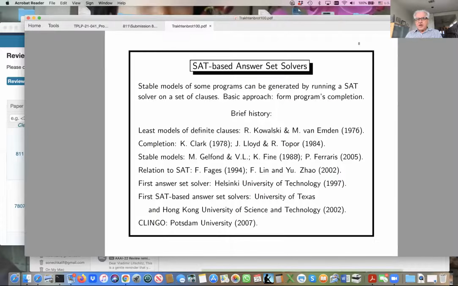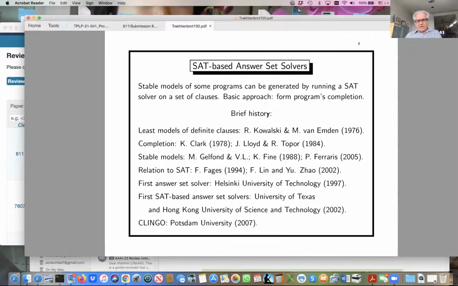And in this case, we can calculate stable models by forming the set of clauses and then running a SAT solver on it. The most basic, the simplest form of this SAT-based approach is to form what's called program's completion. There are cases when program's completion is a set of clauses with this nice property that its models are exactly the stable models of a given program. I'll define program's completion and tell you more about this method on the next slide.